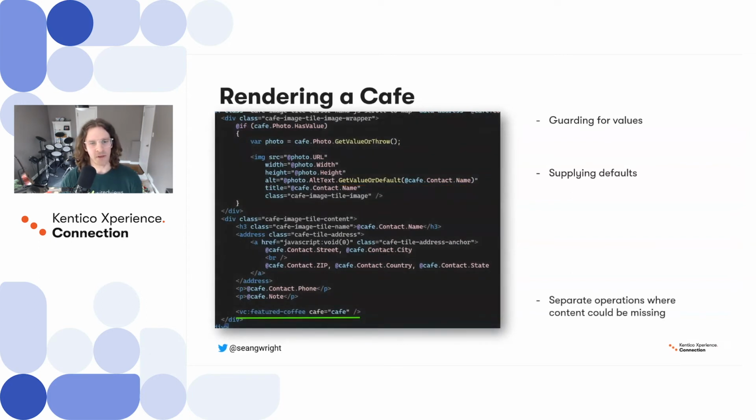And then we're going to separate operations where the content could be missing. We know that the featured coffee of our cafe might not be there. We're going to break that operation out into its own view component, its own slice of functionality, and handle that situation where there could be a problem in an isolated way. Just consider that we're starting to use these monads here, but the rendering code is going to look a lot like it would for the other options that we had. This looks like a typical Razor view.